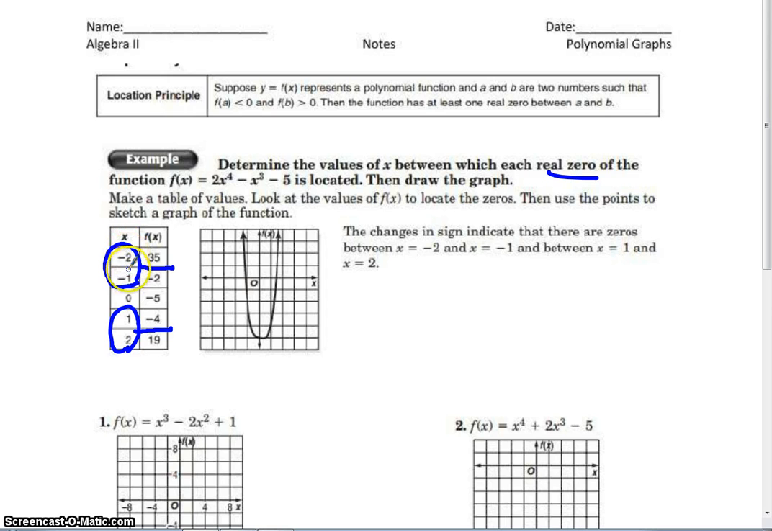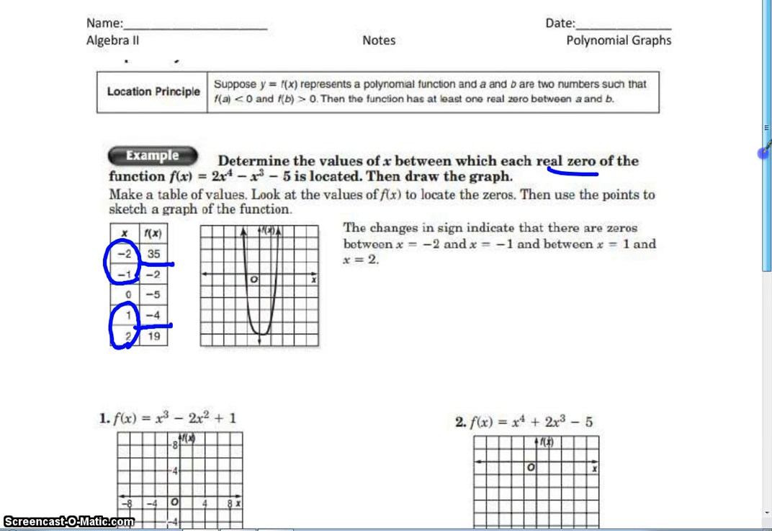It's between -2 and -1. It's between 1 and 2. Okay, they're going to be decimals. We're not going to find the exact zero. We could using the calculator, but we're not going to. We're just going to say what they're between. And then you would just look at the graph, go zoom 6 and sketch it, and there you would be.